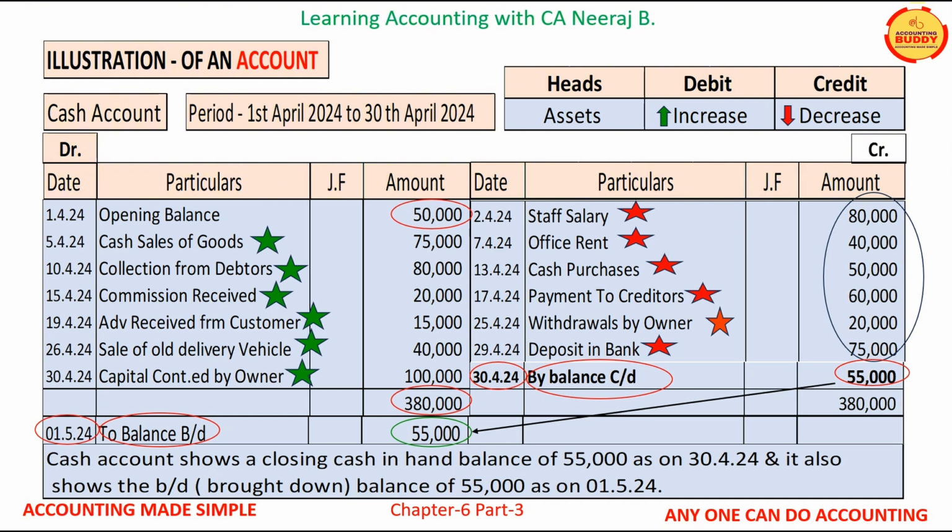Cash account shows a closing balance in hand of 55,000 as on 30th April 24, and it also shows the brought down balance of 55,000 as on 1st of May 24. I sincerely hope we have understood with this example the concept of balancing of an account and the terms balance carried down and balance brought down and their relevance.